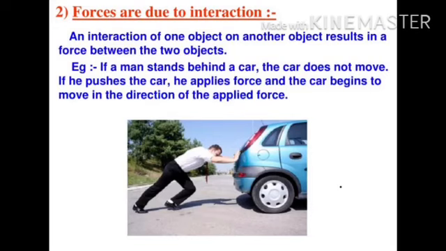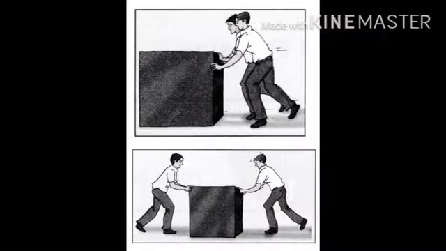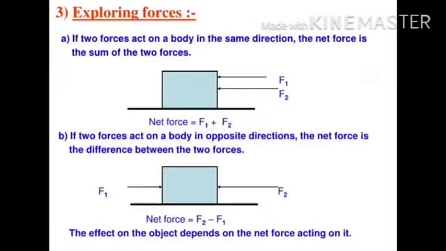For example, if a man is standing behind a car, the car does not move. If he pushes the car, he applies a force and the car begins to move in the direction of the applied force. You see in this picture, two boys push the box from one side, and then in the second picture the boys push opposite to each other.